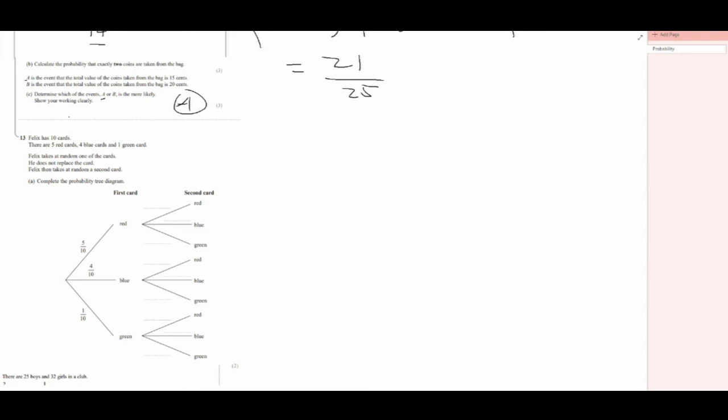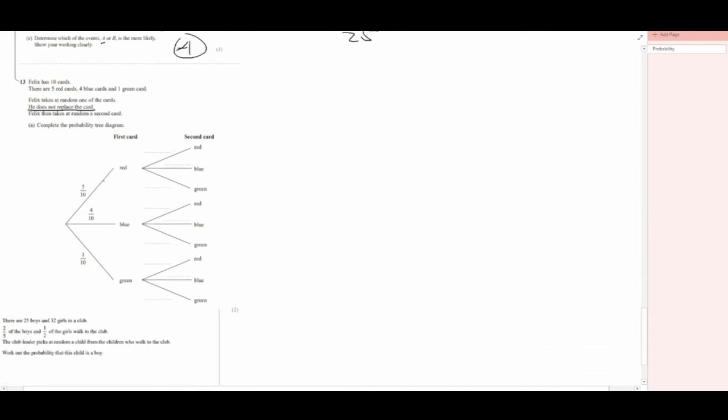So Felix has 10 cards. There are 5 red cards, 4 blue cards, and 1 green card. And he takes one of the cards at random, not replacing the card. Always pay attention to this, not replacing the card. Felix then takes at random a second card. Okay, so there are only 2 events, which is nice because there are 3 different things that can happen per event. Complete the probability tree diagram.